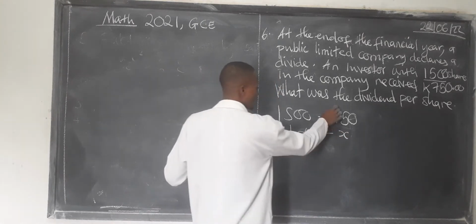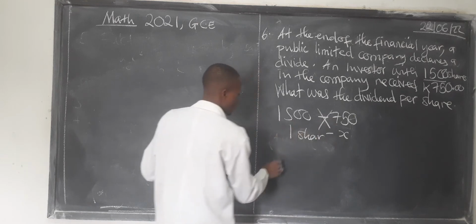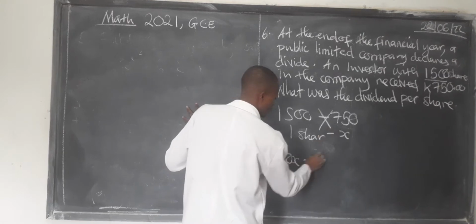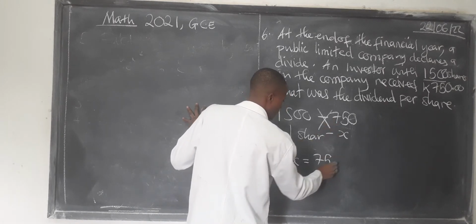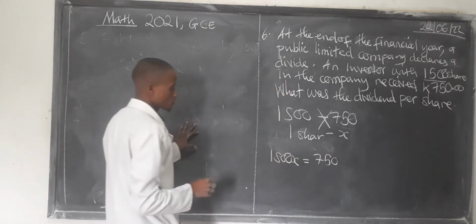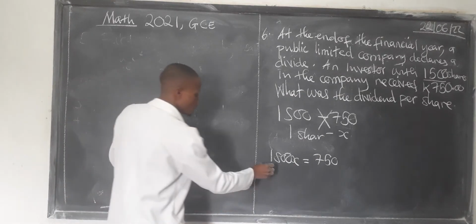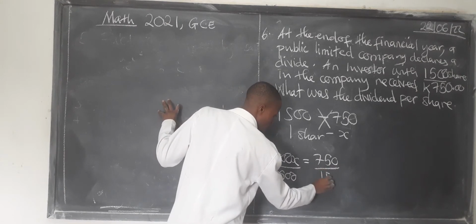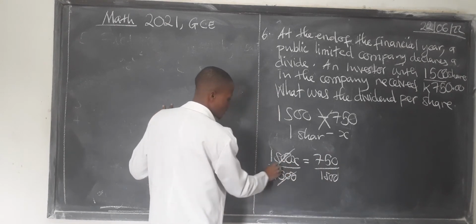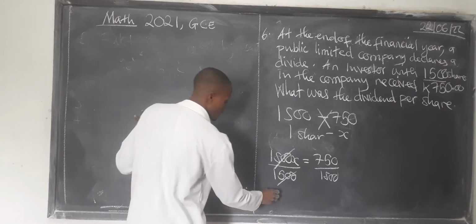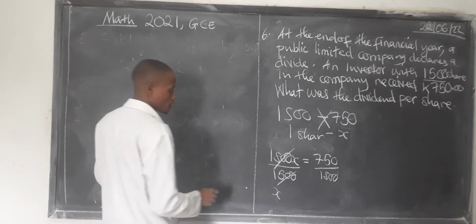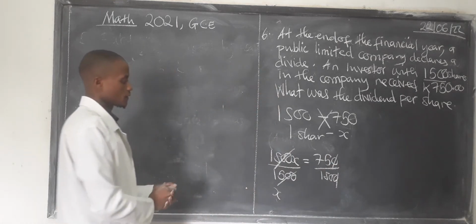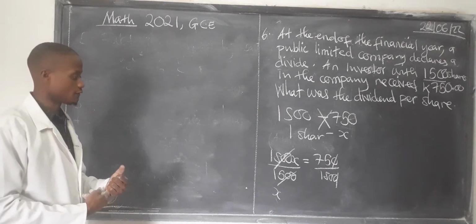So for us to find out, you have to cross multiply, which will give you 1,500x, which is equals to 1 times 750, 750. So to find out how much was given, divide both sides by 1,500. So this one goes. Remain with the x representing one share, which is equals to, you can cancel the zero so that you can remain with the smaller numbers and start dividing.